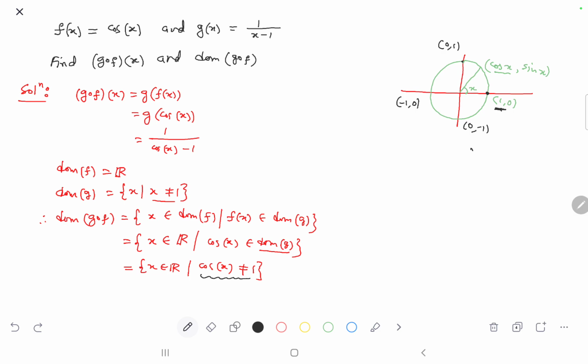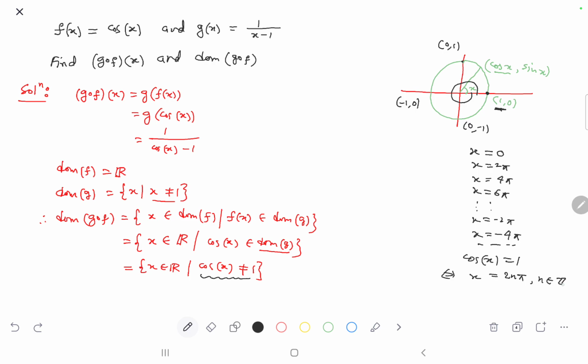Okay. So with no rotation we can take x equal to 0. Then one complete rotation, x equal to 2 pi. Then one more complete rotation, x equal to 4 pi, right? One more complete rotation, 6 pi. It keeps going on. You can also go clockwise, so x equal to minus 2 pi, which means from here to here, so you are at this point again. x equal to minus 4 pi, and so on. So cosine x equals 1 if and only if x is an even multiple of pi, right? Is it okay?